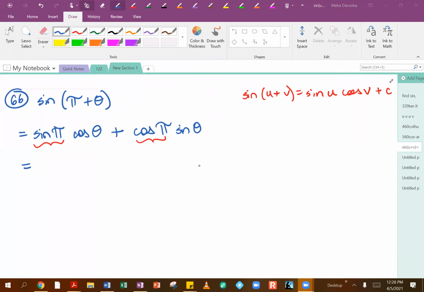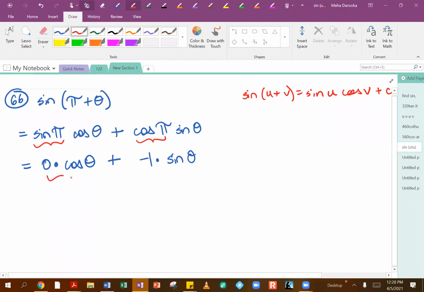So sine of pi actually comes out to be 0. So 0 times cosine of theta on that first part, plus cosine of pi is -1. So that becomes -1 times sine of theta. So, of course, anything multiplied by 0 is just going to end up becoming 0. So this will actually disappear, that first term. Plus or minus leaves you with -1 sine of theta. So 0 minus 1 is just going to be -1. Because this guy's essentially gone, and you're just left with negative sine of theta.